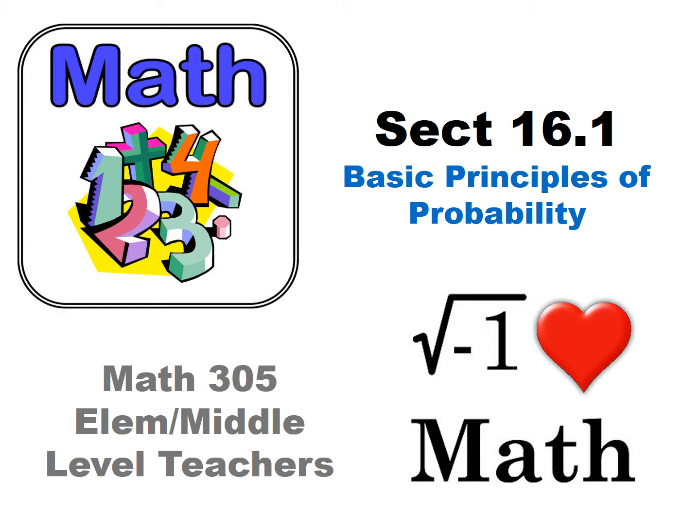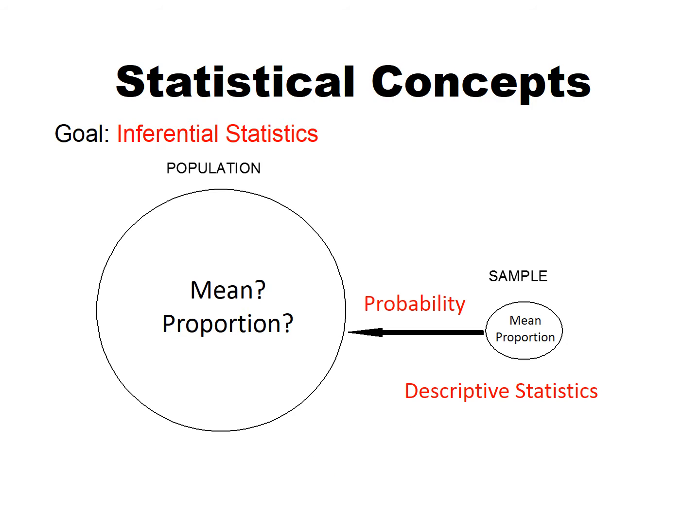Hello, this is the section 16.1 lesson on the topic of basic principles of probability. Now, chapter 15, we talked about statistics, and statistics and probability always go together, and students are often confused on the relationship between probability and statistics. So let's talk a little bit about that relationship.